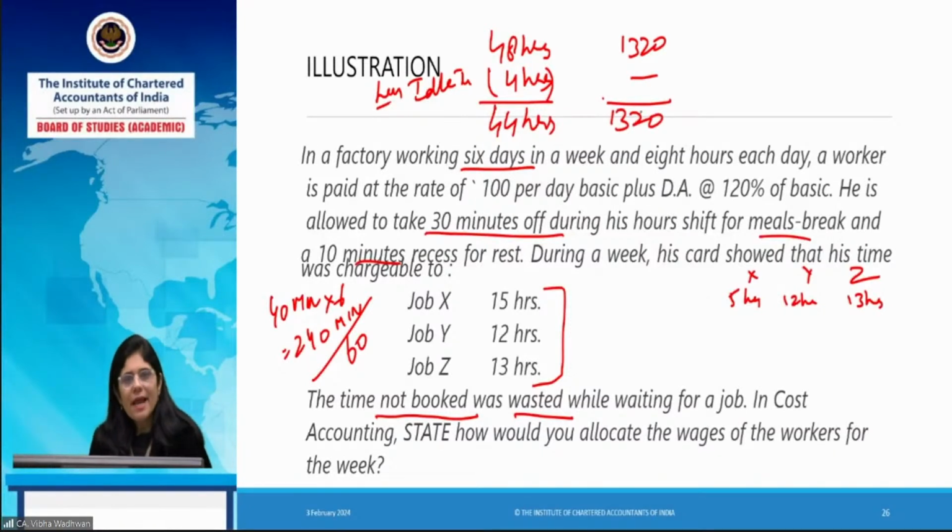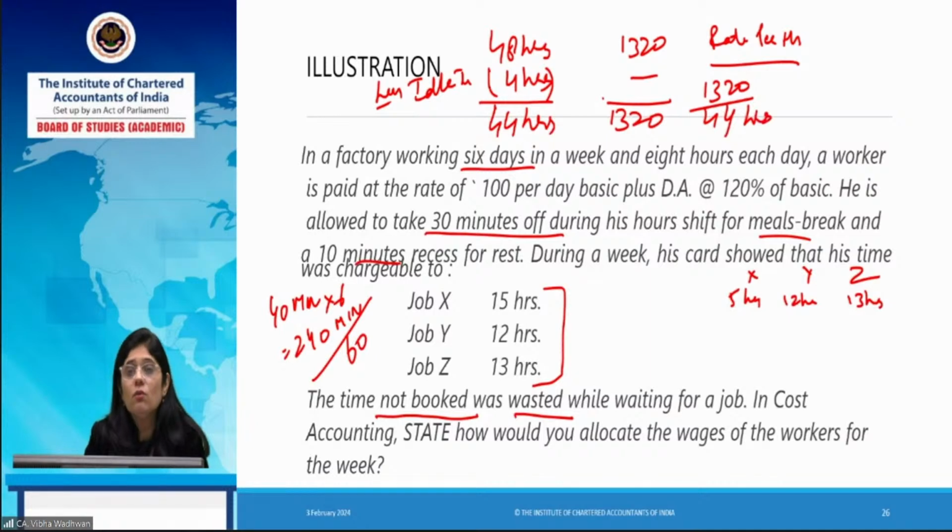So the normal idle time is always a part of the cost of production. Clear? We are paying 1320 for 48 hours, but actually the 1320 we have to cover on 44 hours. So the rate per hour should be 1320 divided by effective hours. It's always effective hours, meaning the hours which he should have worked. So he should have worked for 44 hours because 4 hours is the normal idle time.